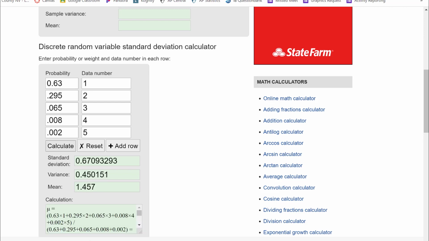When we calculate this, we see a standard deviation, a variance, and a mean. Okay. Now again, we don't have to show the work for this because some of these are so complicated. We just have to actually be able to interpret them. So standard deviation of 0.6709 and a mean of 1.457. Let's write that out and interpret them.